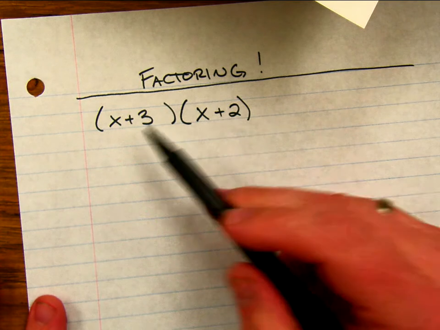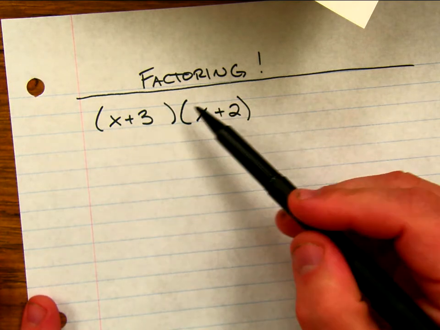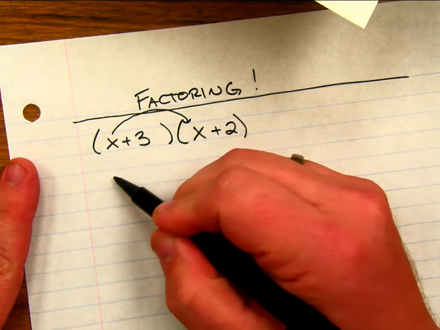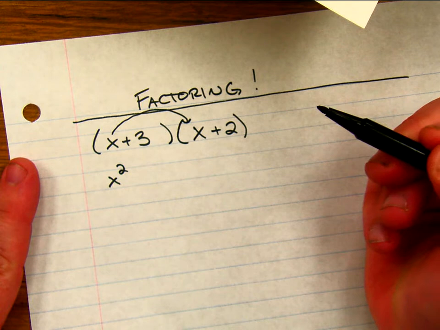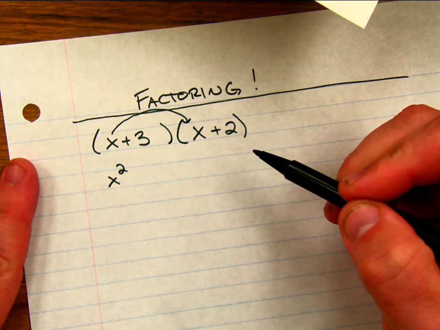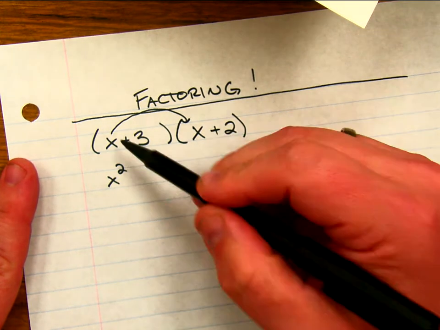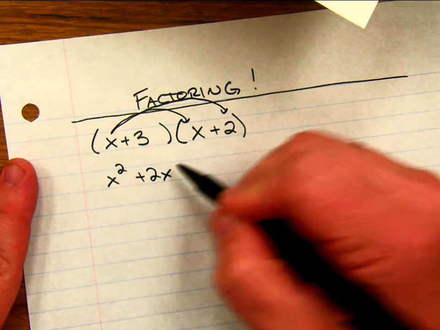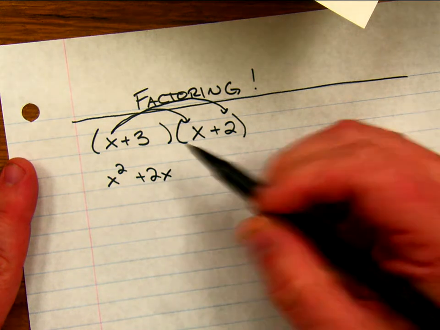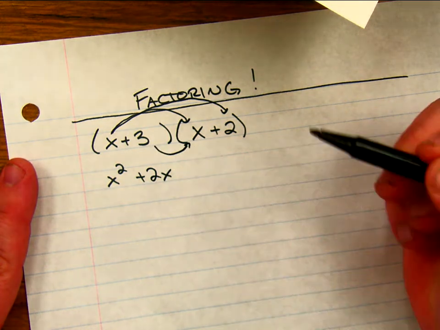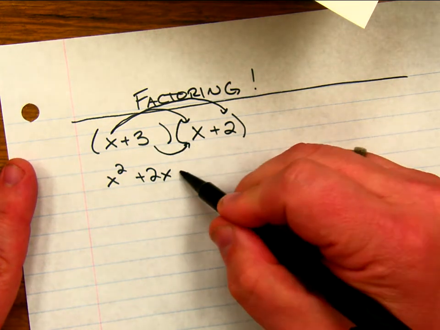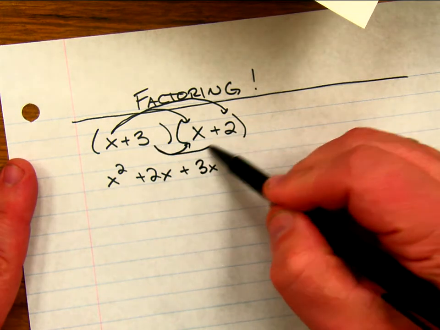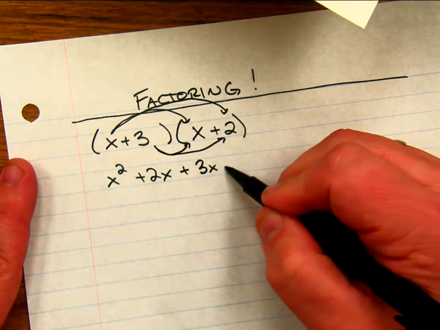Right? Like we FOIL this, as some people say, by multiplying the first term times the first term. That'd give me an x squared. O means the outside terms. X times positive 2 is plus 2x. The I in FOIL is the inside terms. Positive 3 times positive x is plus 3x. And finally, the last terms, the 3 and the 2.